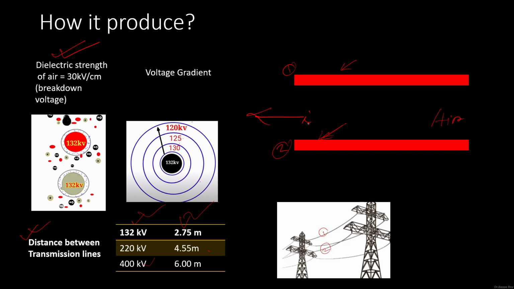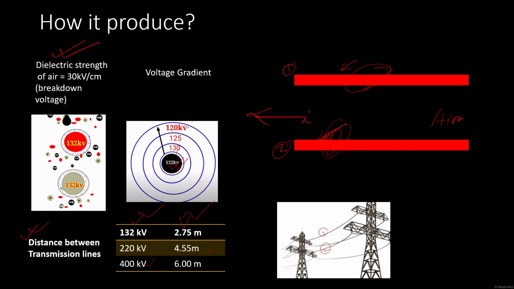When current is flowing through this, we know it creates flux surrounding it. And if we just don't go for flux, we can see here, this is the conductor, but voltage around this conductor is also there, within the air, but it slowly decreases.